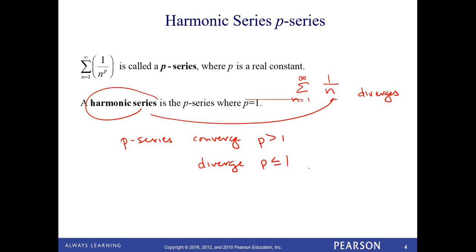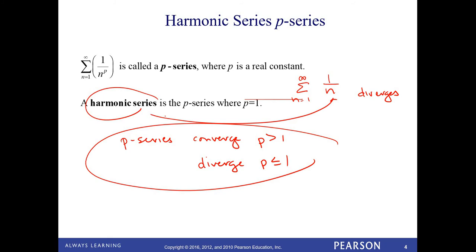Note that this is similar to our geometric series, except it's the opposite. In geometric, if the ratio is less than 1, it converges. Here, if p is greater than 1, it converges. Okay, so we need to know this about a p series. The harmonic series is where p equals 1, so clearly that diverges.